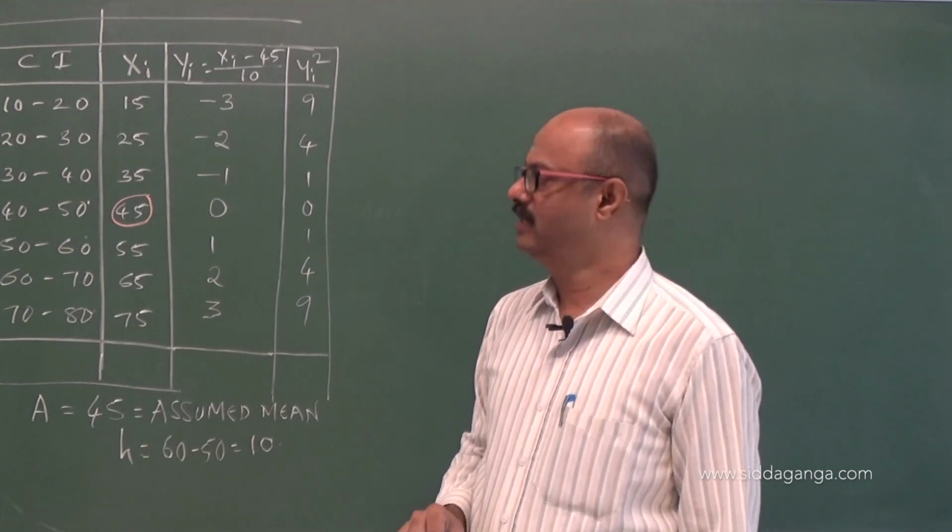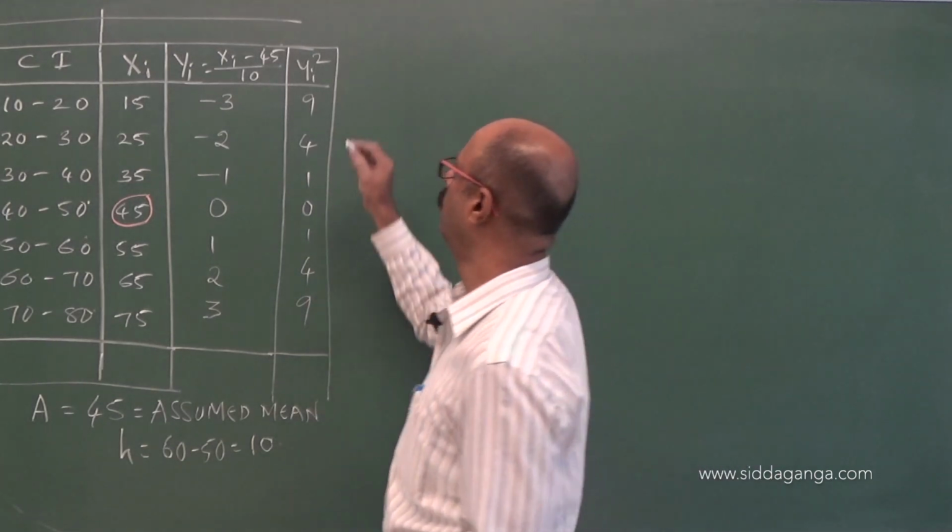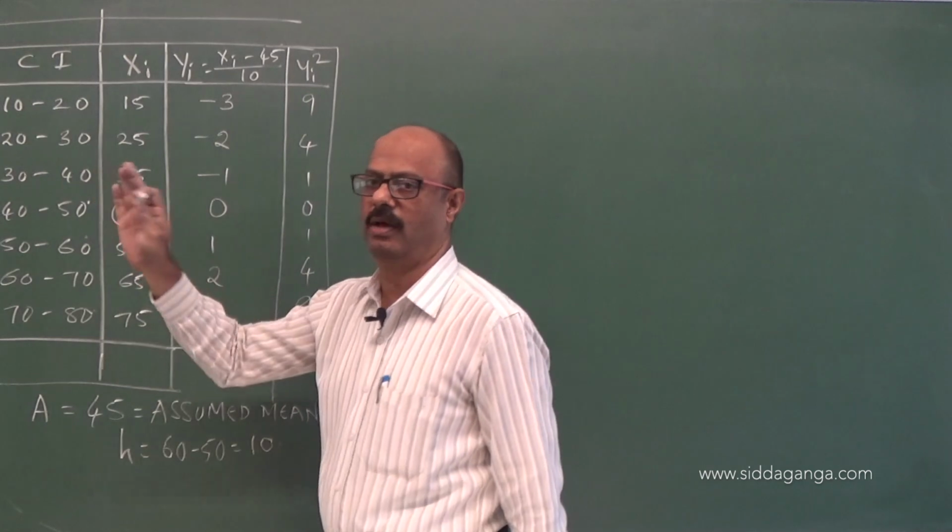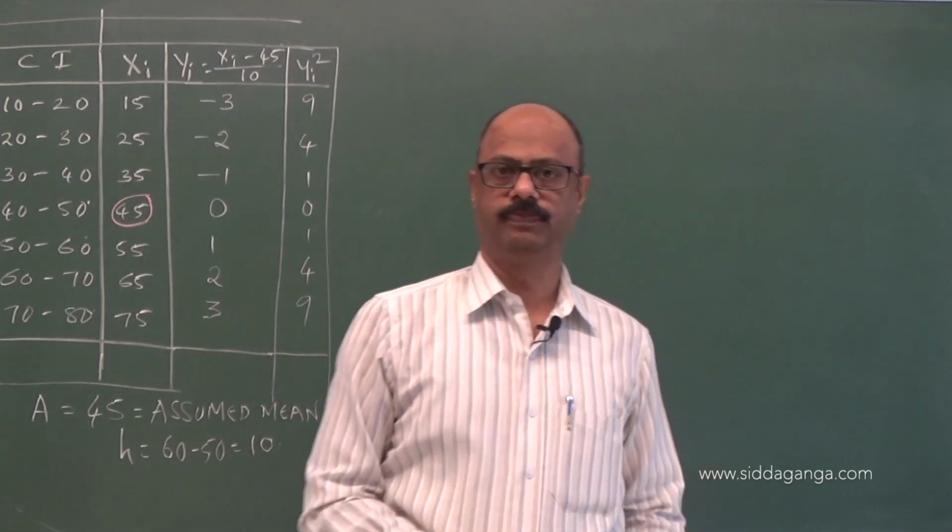After finding yi square, we will go for group A. These are all common columns for both the groups.